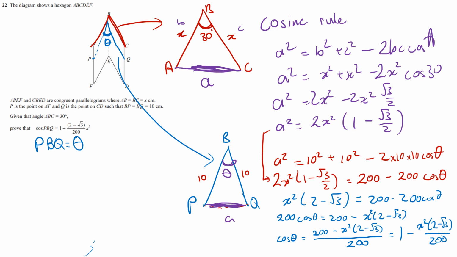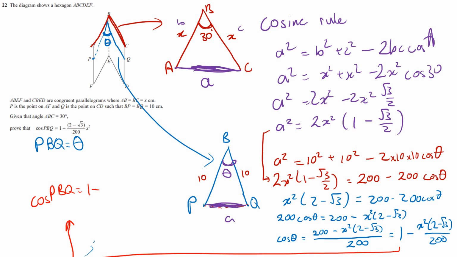I've not quite written it in the same form, but I could take that. If we're being really picky, what this has shown is that cos theta, which is cos PBQ, is 1 minus 2 minus root 3 all over 200 times x squared. That's what we wanted. Okay, that's as required.